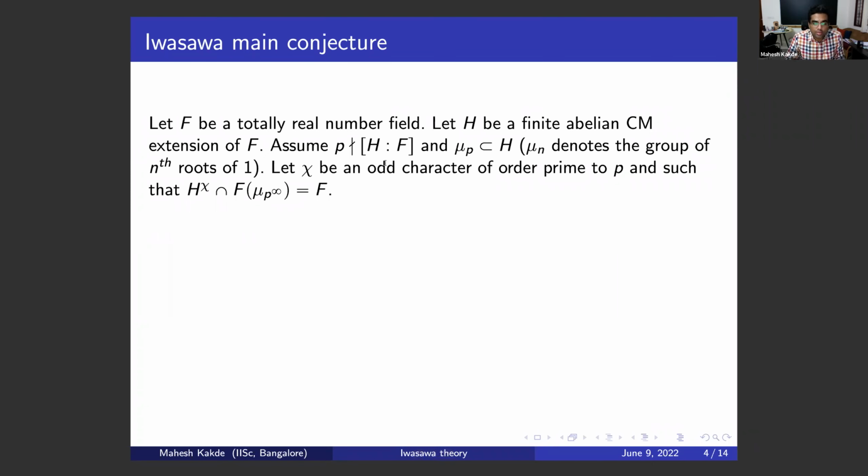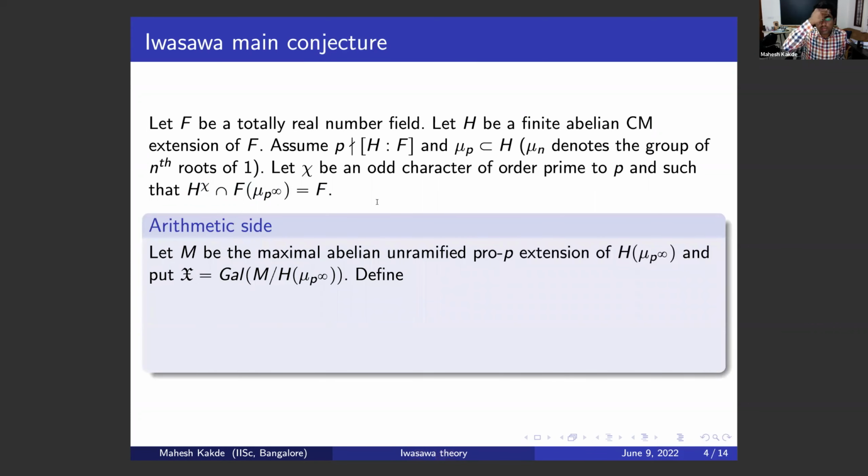Okay, so let chi be an odd character of order prime to p such that, sorry, this should have been H bar, maybe this is just my notation. This H upper chi just means H bar fixed by the kernel of chi. So this intersects trivially with the field generated by all p-power roots of 1 over F. Again, this is a simplifying assumption. Otherwise, I would have to introduce poles for my p-adic L-function, and the statement is somewhat more complicated.